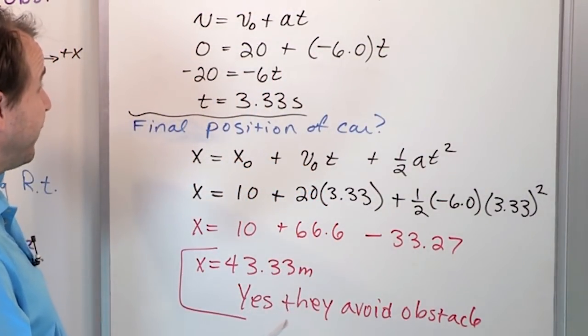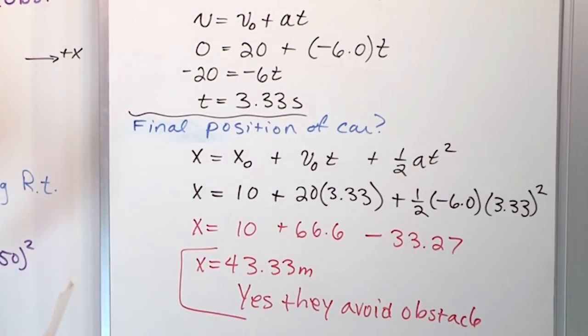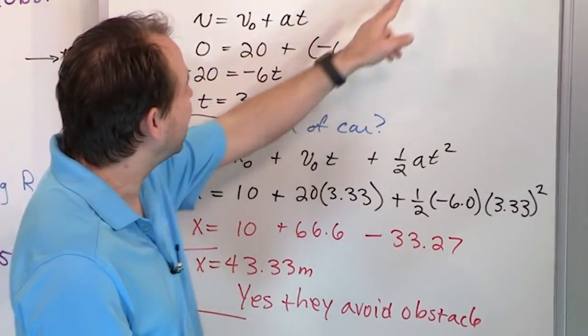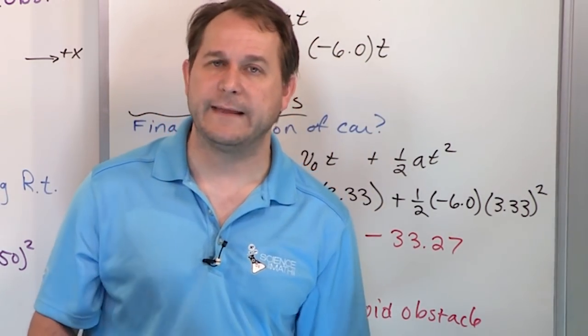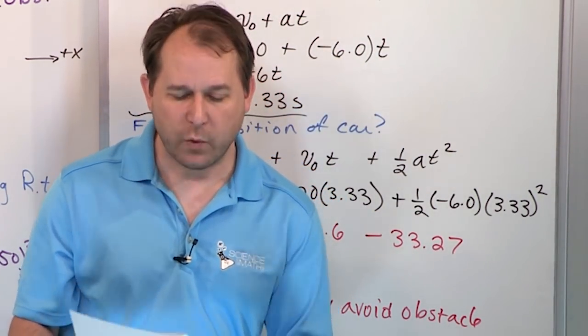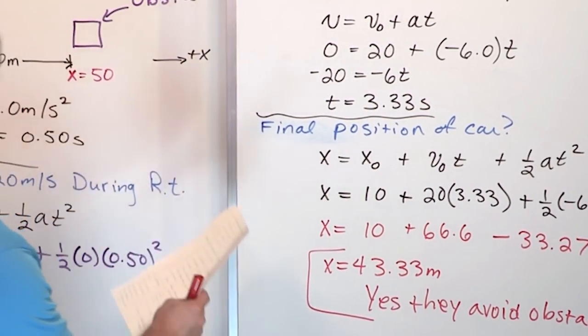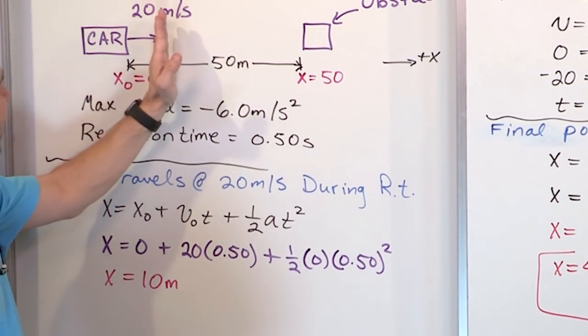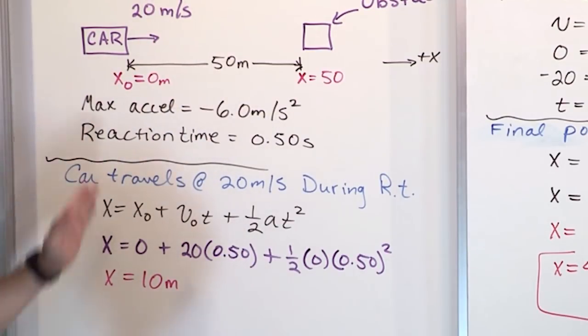Okay, one more thing I want to say before we close the problem out. This problem was centered around figuring out what was the final position and seeing if that final position was less than 50. But there's another way to think about the problem. There's always more than one way. What you can do is after you figure out your reaction time, 10 meters, what we know is that after the reaction time is over, the car is now 10 meters away from its initial starting point.